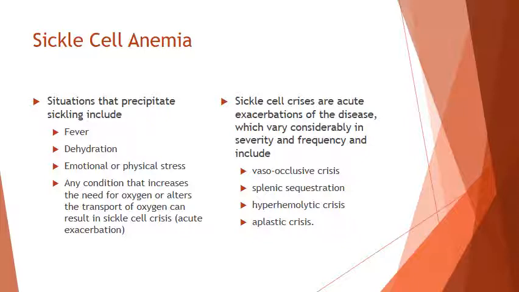Situations that can precipitate sickling. We've mentioned some, but I'm going to mention just a few more. High fever, dehydration, emotional or physical stress, any condition that increases the need for oxygen or alters the transport of oxygen can result in sickle cell crisis. Sickle cell crises are acute exacerbations of the disease, which vary considerably in severity and frequency and include vaso-occlusive crises, splenic sequestration, hyperhemolytic crisis, and aplastic crisis. We'll talk about each of those next.